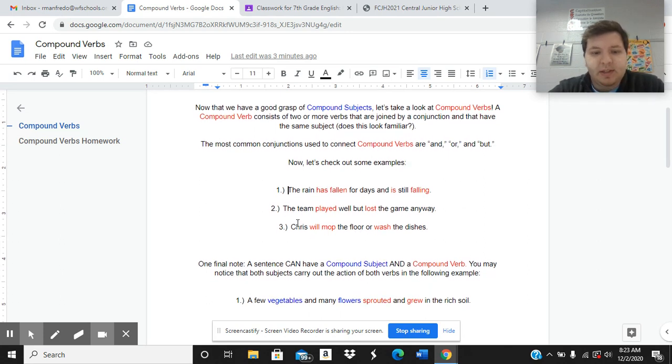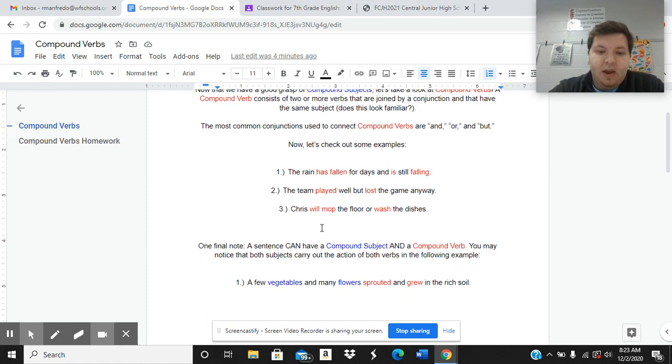Number two, the team played well but lost the game anyway. So we have played and lost. They are separated with the conjunction but, and they are sharing the same subject, team. So the team did two things. They played and they also lost. Since they did those two things, they're linked with a conjunction and share the same subject. We have a compound verb.